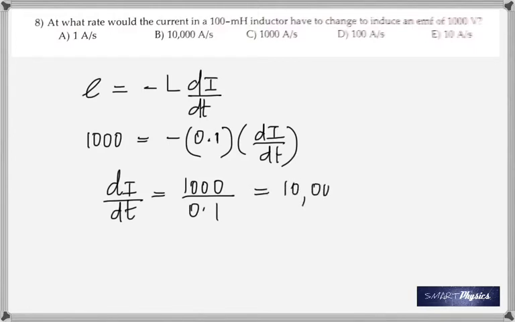And of course the negative sign has been neglected because it only shows the direction. So the answer is 10,000 amperes per second.